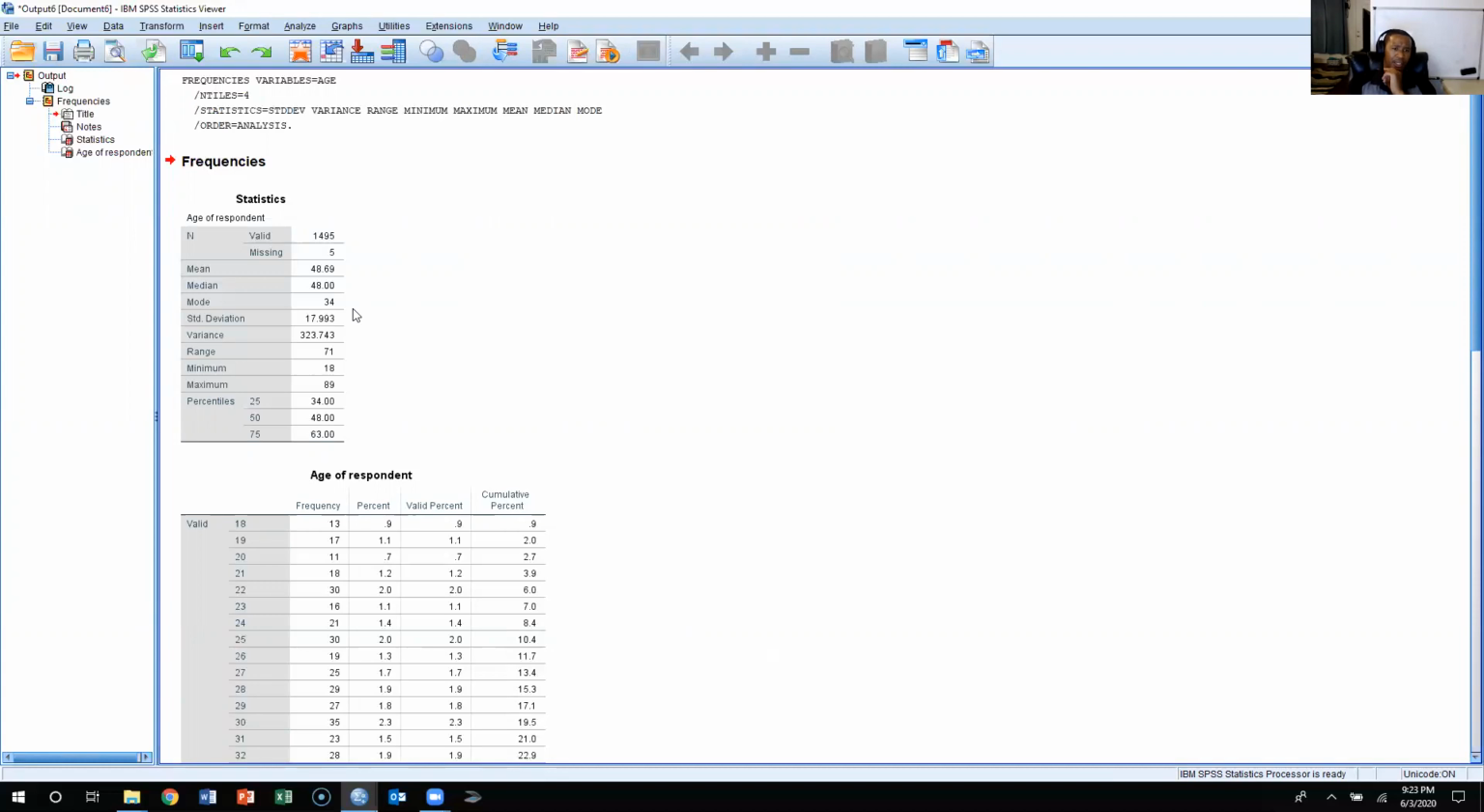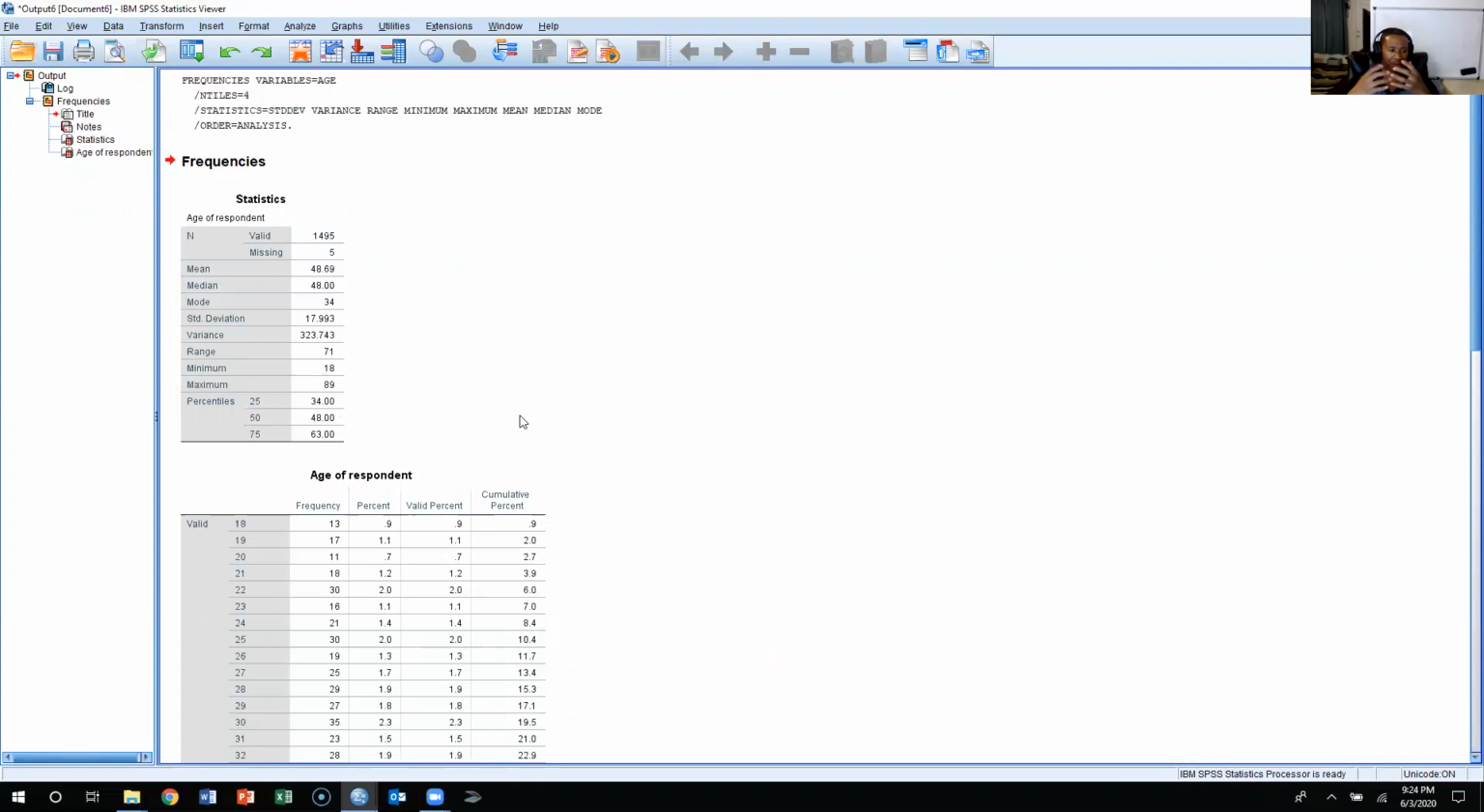The range is 71 because the minimum value is 18, because the GSS doesn't survey anybody under the age of 18, it only surveys adults. And then the oldest age is 89 or older, so the range is 18 to 89, which is 71. It also provides us with the 25th percentile, which is the first quartile, the 50th percentile, which is the median, and the 75th percentile, which is obviously the third quartile, which is 63.